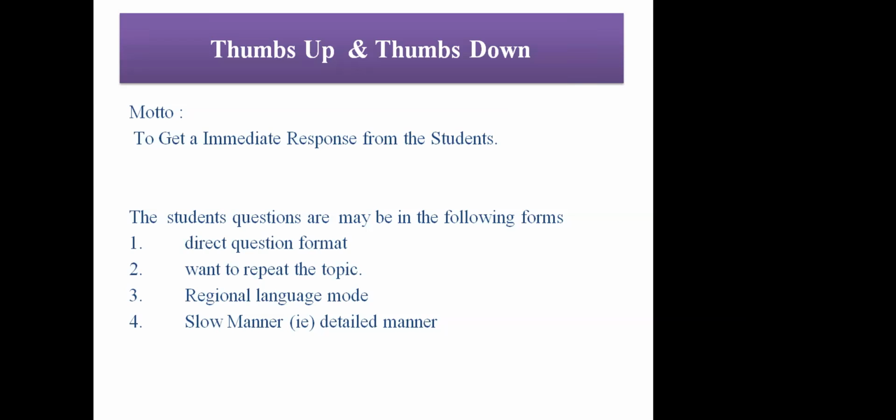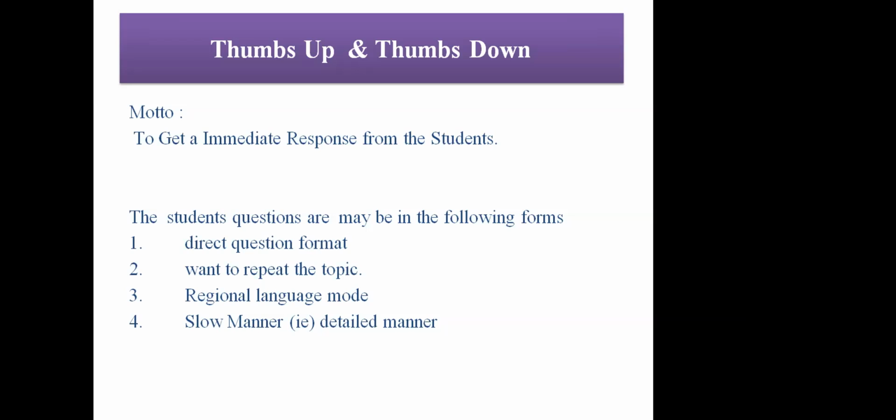Okay, then what is the motto of the thumbs up and thumbs down method? Here, getting an immediate response or quick response from the students is the motto of the thumbs up and thumbs down method. Here a student asks 4 types of questions. First one is a direct question format. Second one is wanting to repeat the topic once again. Third one is a regional language mode. Fourth one is slow manner and detailed manner.